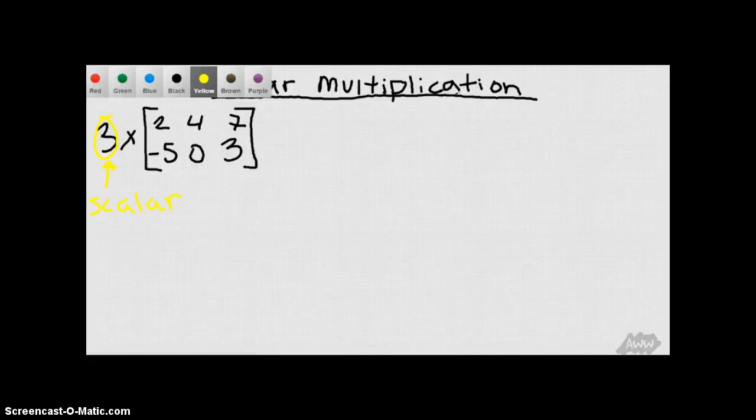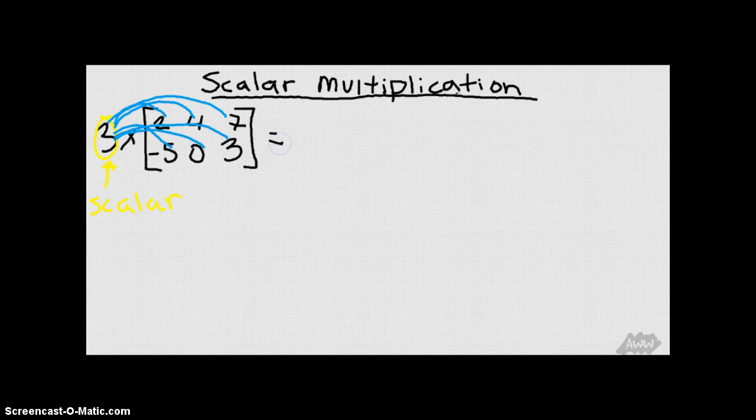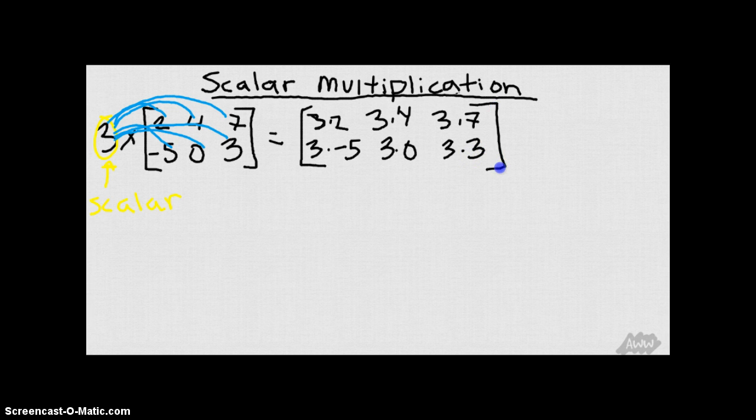Well, as you may have guessed, we're going to take this 3 and distribute it into each of the entries in the matrix. So if we actually go ahead and do that, we have 3 times 2, 3 times 4, 3 times 7, 3 times -5, 3 times 0, and 3 times 3.